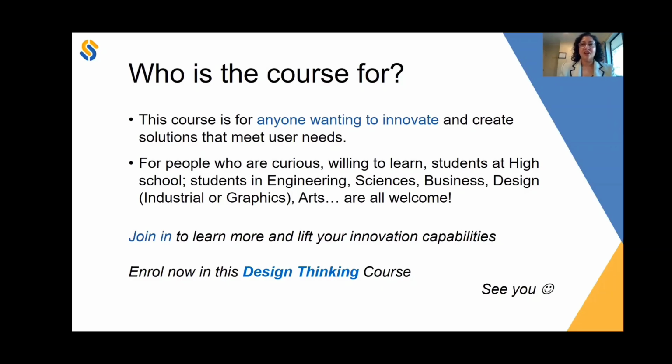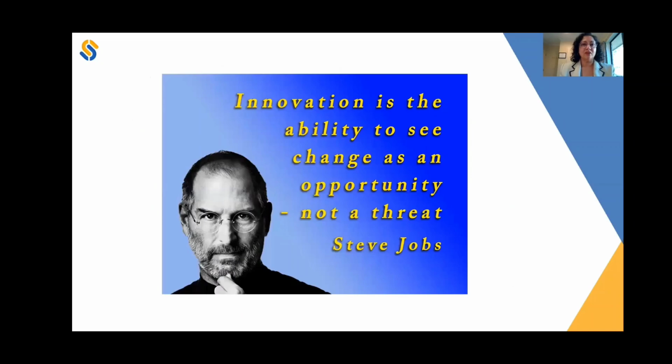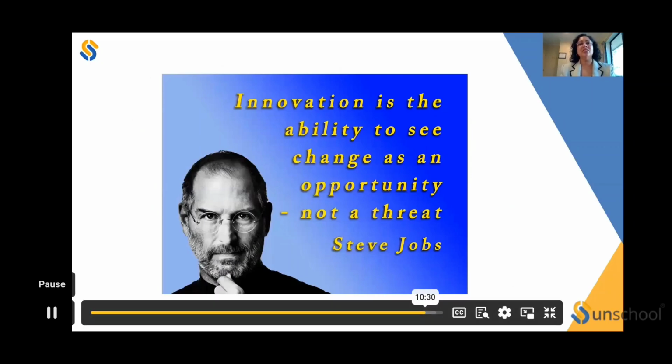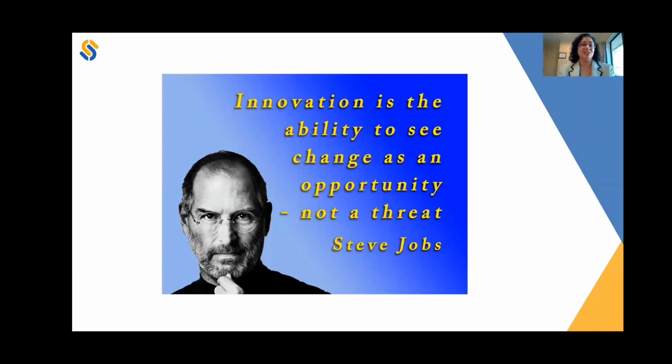I'd like to finish off now with a quote from Steve Jobs. He says, "Innovation is the ability to see change as an opportunity, not a threat." And I totally agree. With the world so rapidly changing so much today, there are lots of opportunities to innovate and improve and learn and make the world a better place and do things differently. So we all have something much better to look forward to.